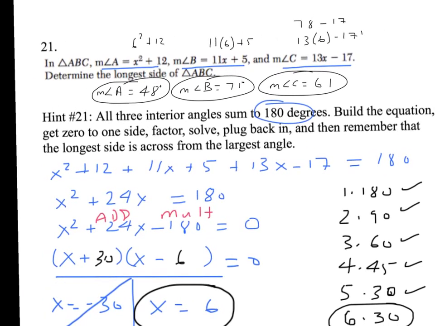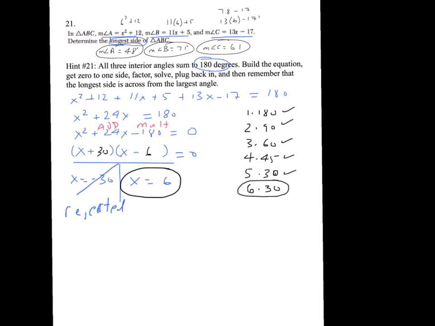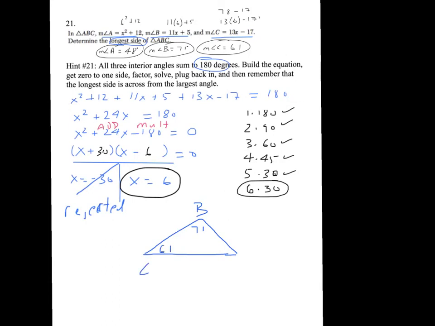And that's not what they wanted me to find. They didn't want me to find all the angles. They wanted me to find the longest side. The longest side is always across from the longest angle, or the biggest angle. So maybe drawing a picture of it would be the best way to finish it off. So I got 3 angles. I get 71 is angle B. That's my biggest angle. 61 is angle C. And 48 is my smallest angle, angle A.